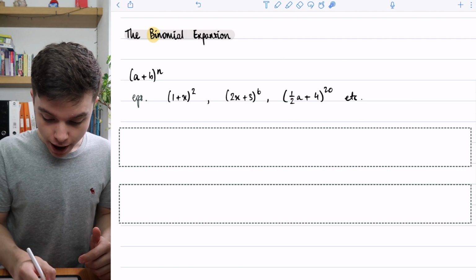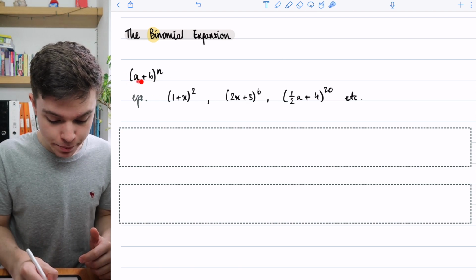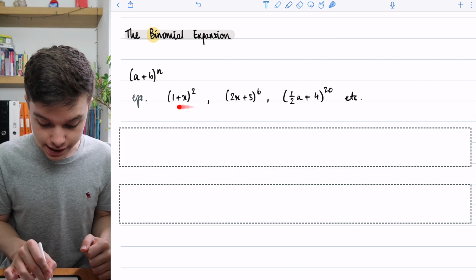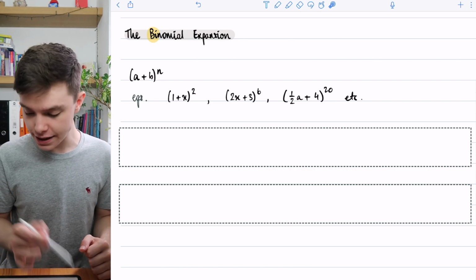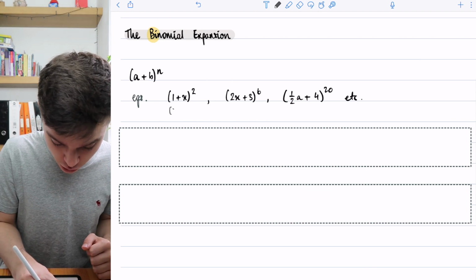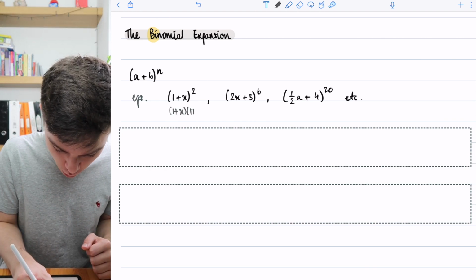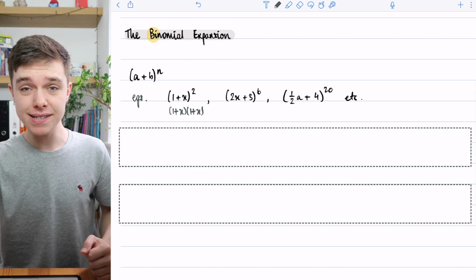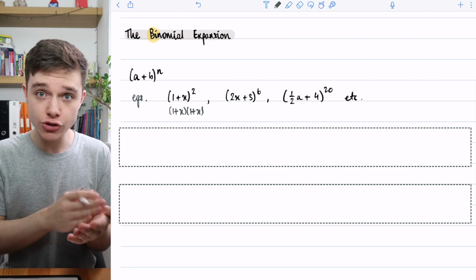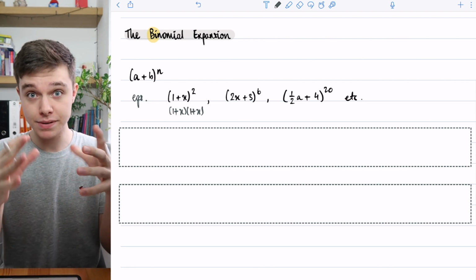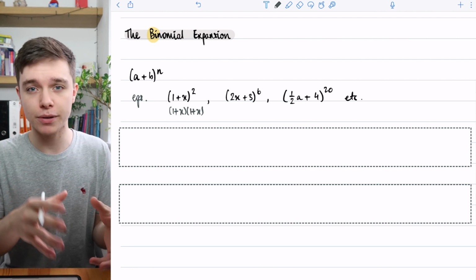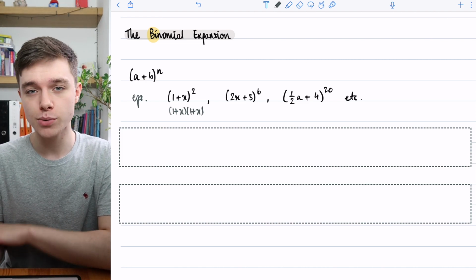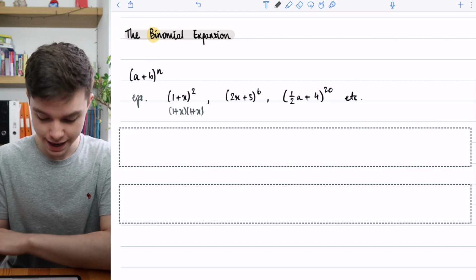So you have it in this form, a plus b, two terms, and then a power n. Some examples: we've got 1 plus x squared. Remember what that is? That is just 1 plus x times 1 plus x. We've got 2x plus 3 to the power 6. That is 2x plus 3 times itself 6 times, so 2x plus 3 times 2x plus 3, etc. That's another binomial expansion because we've got two terms and we are expanding it.